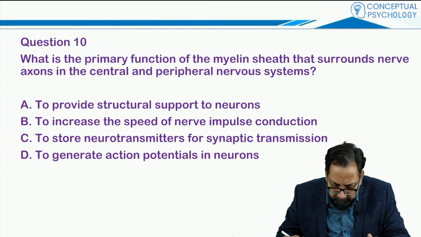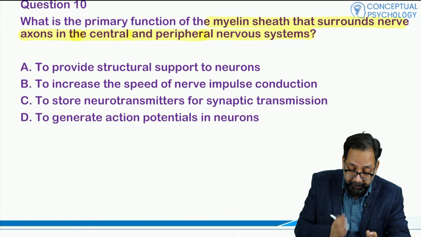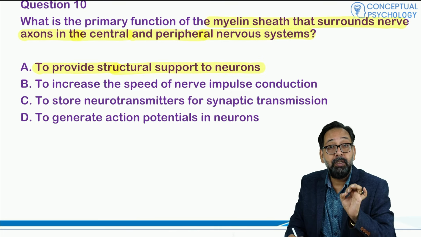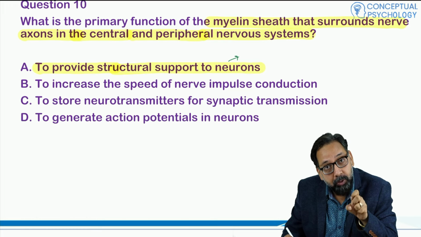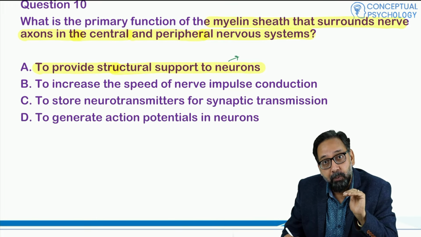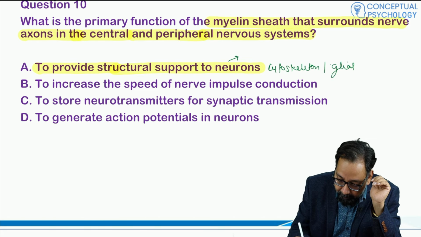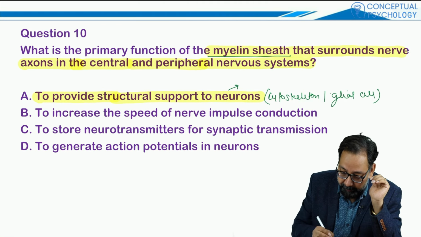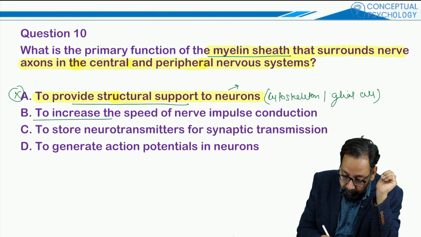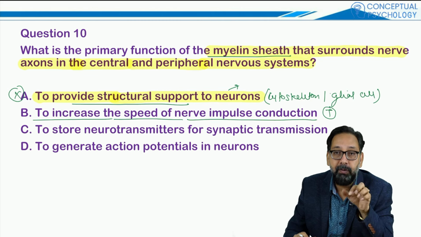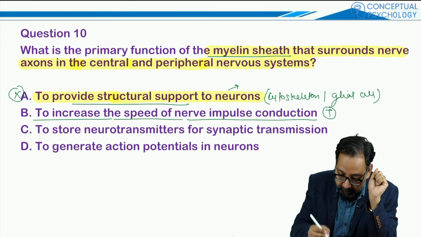Next question: what is the primary function of the myelin sheath that surrounds nerve axons in the central and peripheral nervous system? Option A, to provide structural support to the neuron. Definitely it may be one function of a myelin sheath, but it's not the primary function. The main structural support is provided by the cytoskeleton and glial cells. So the myelin sheath's primary function is not to give structural support. To increase the speed of nerve impulse conduction, this is true. We found that myelinated nerves have increased speed of conduction. So the answer is B. This is the primary function.